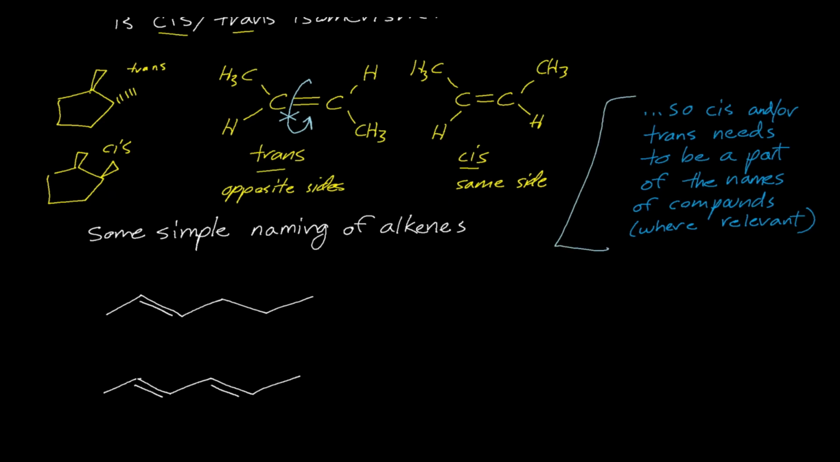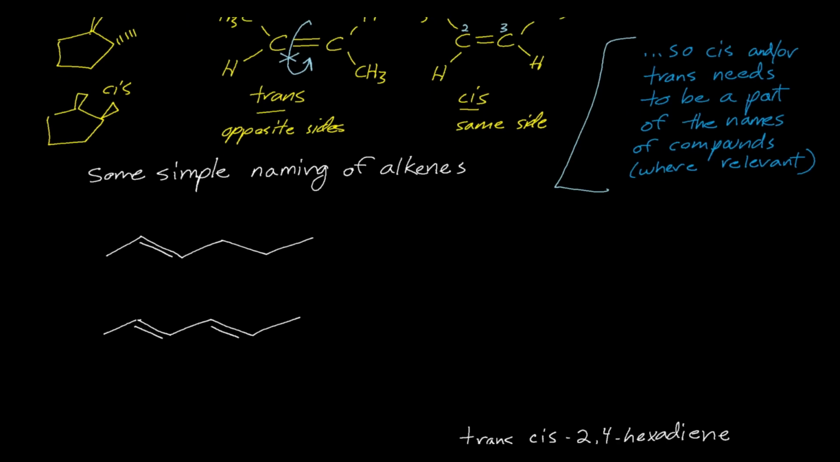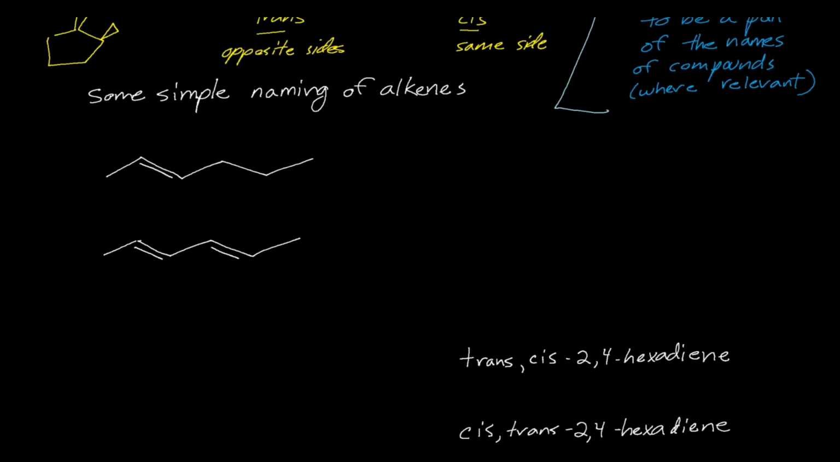Cis and trans need to be part of the names because they represent different compounds. If someone was to come up and say, can I have 2-butene, which is the name of this compound? You would have to ask them to specify whether they want cis-2-butene or trans-2-butene because they're different. So those cis and trans have to be part of the names.